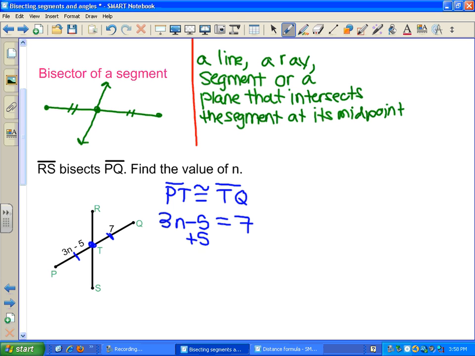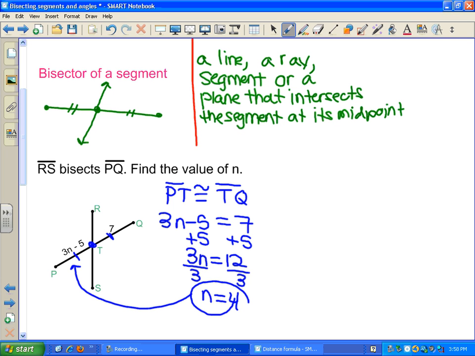So I'm going to add 5 to both sides. So 3n is equal to 12. Divide both sides by 3, and we get n is equal to 4. So the value of n is 4. What that means is if I were to plug 4 into this expression right here, well, 3 times 4 minus 5 is 7, and that works. This segment length is 7, and this segment length is 7.